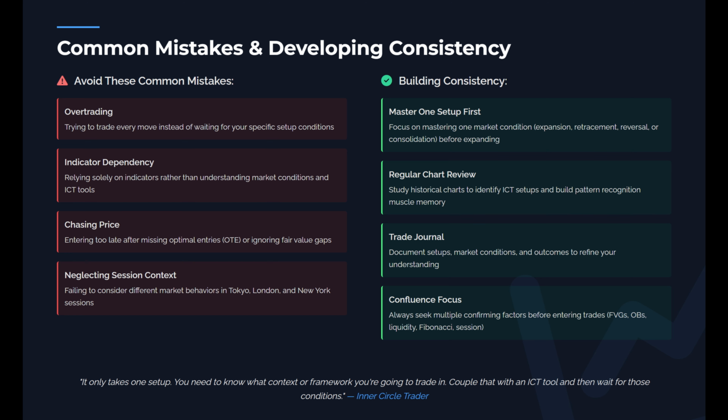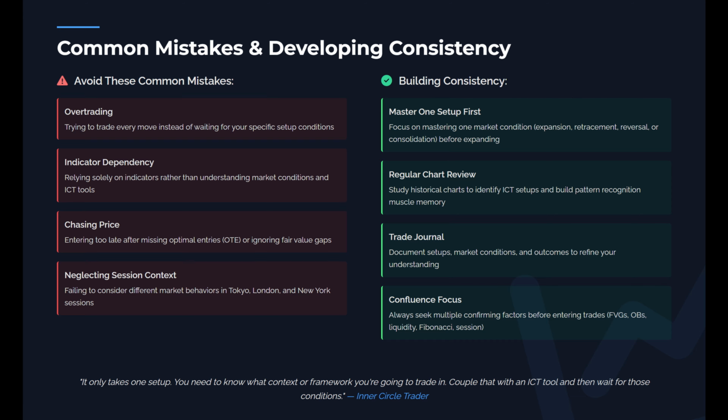Keep a detailed trading journal. Record not just your wins and losses, but why you took each trade. What was your confluence? What session was it? What market condition? This data will help you identify your strengths and weaknesses.